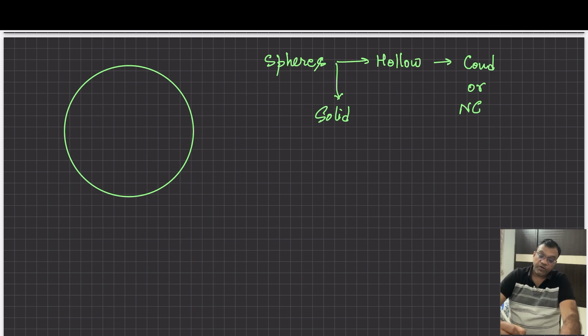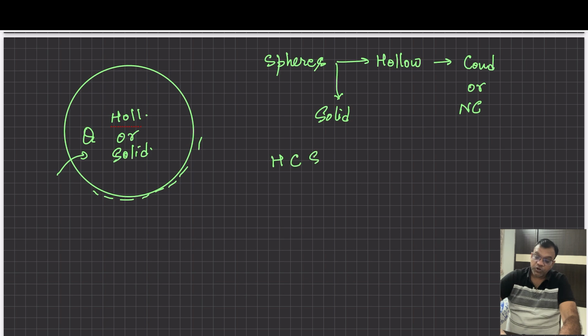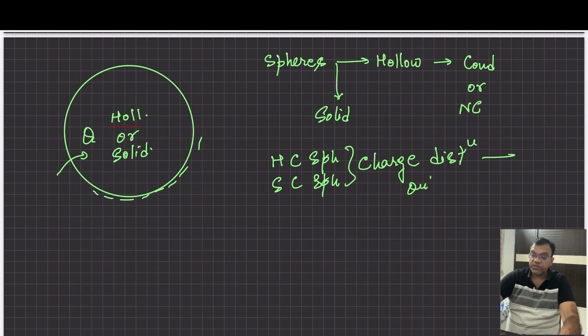Now whether it is a hollow conducting or solid conducting sphere, if you give any charge, it will come only on the outer face. So for the hollow conducting sphere or solid conducting sphere, charge distribution will be only on the surface.